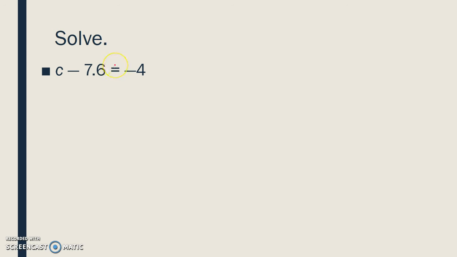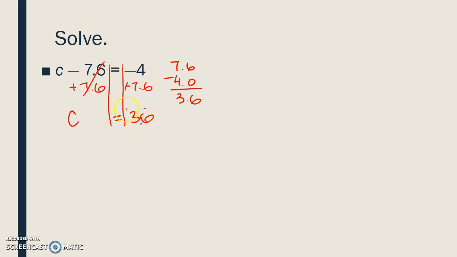So our first problem here says solve c minus 7.6 equals -4. So I'm going to go ahead and draw those railroad tracks. Here, since there is subtraction happening, we're going to use addition to undo that operation. So we're going to add 7.6 to both sides. Those 7.6 on the left cancel out, and we're left with just c equals, and we have a -4 plus a positive 7.6. So here we know we have more positives than we do negatives, so we take 7.6 and we're going to subtract, and we end up getting 3.6. So your answer should be 3.6.